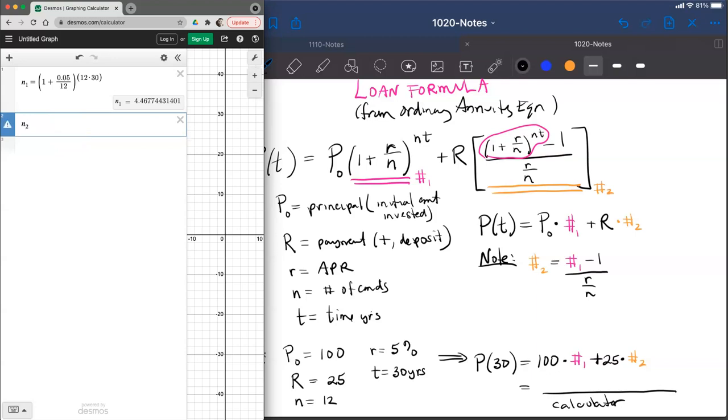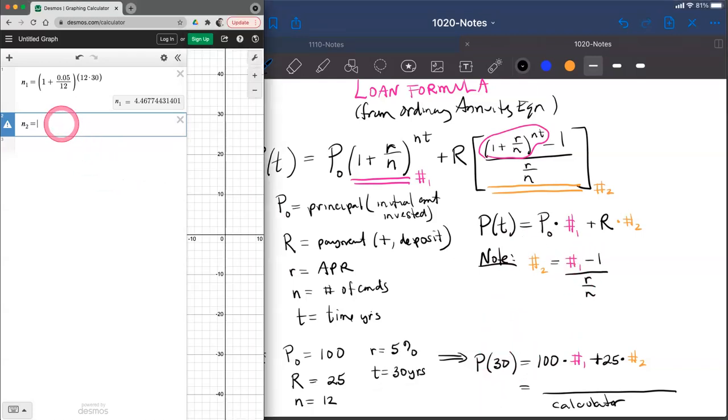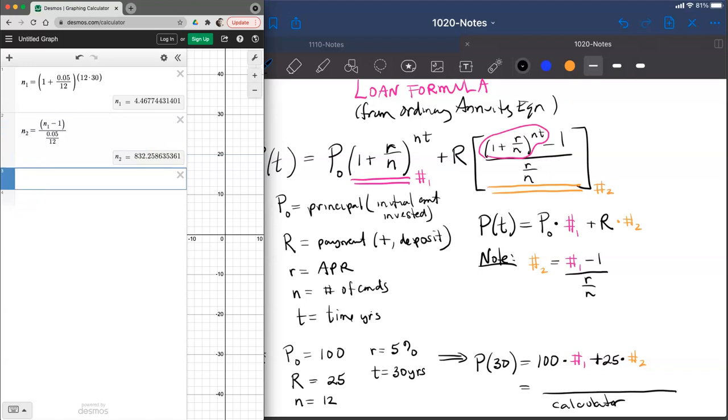There's a second number that we've noticed here on the right. The number on the right is the first number, number 1, minus 1, and then we can divide all of that by 0.05 divided by 12. So now we have number 2 is equal to 832. So I think what we can see here is that to find the principal after 30 years, I'm going to do 100 times my first number plus 25 times the second number.